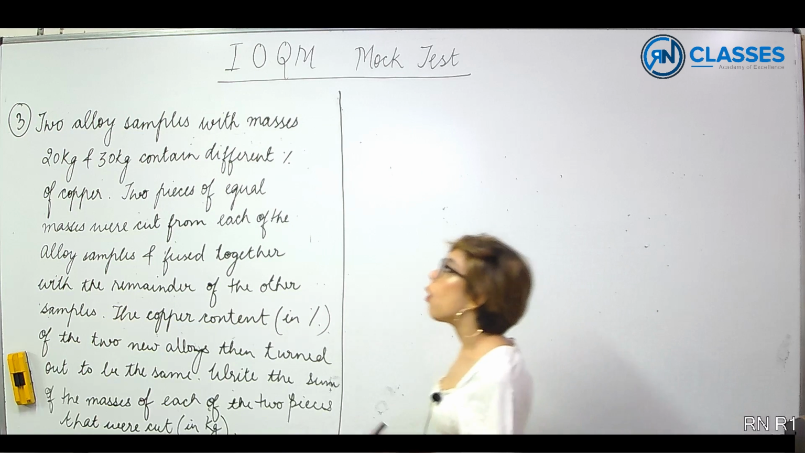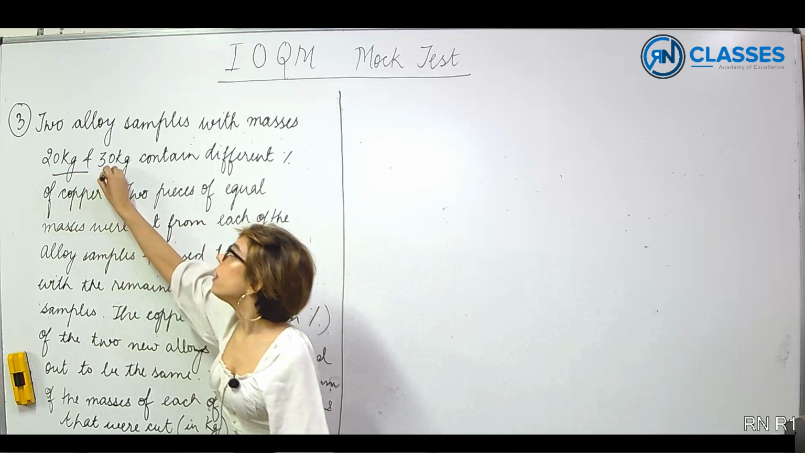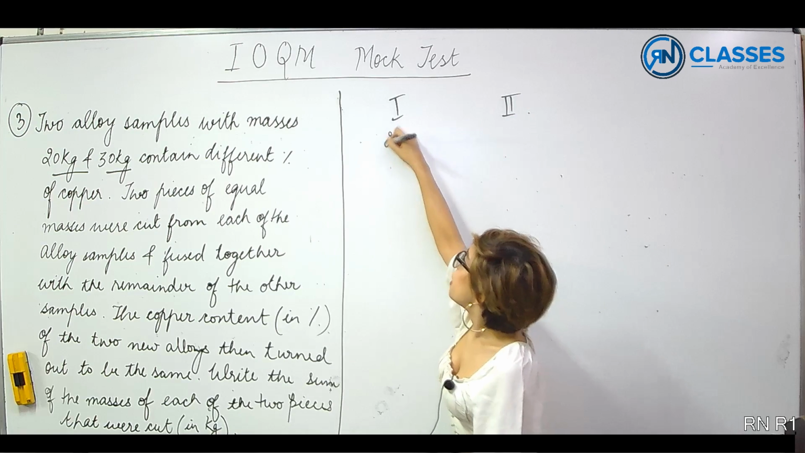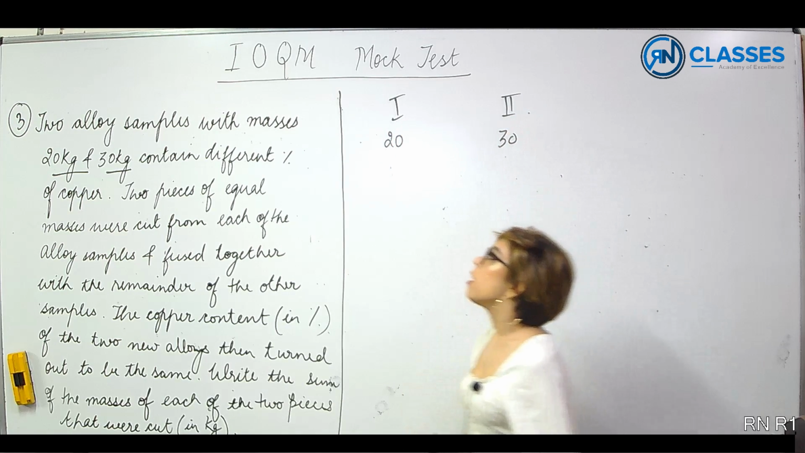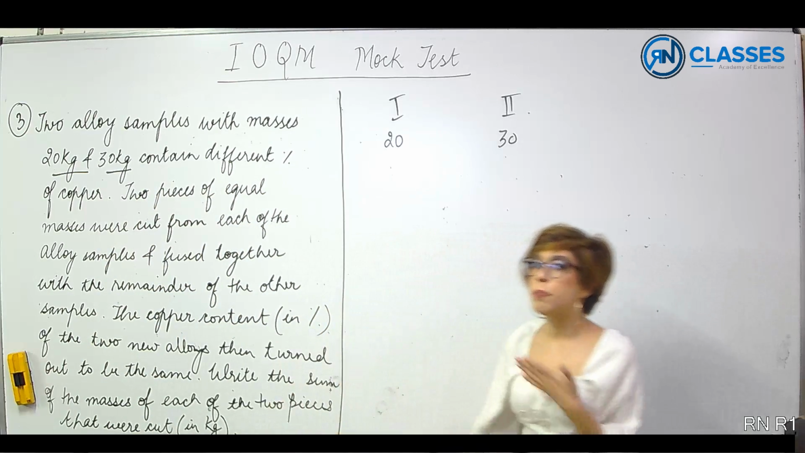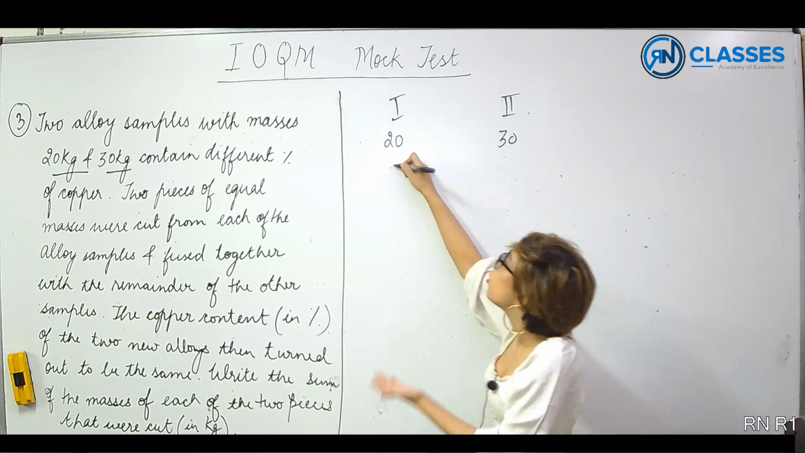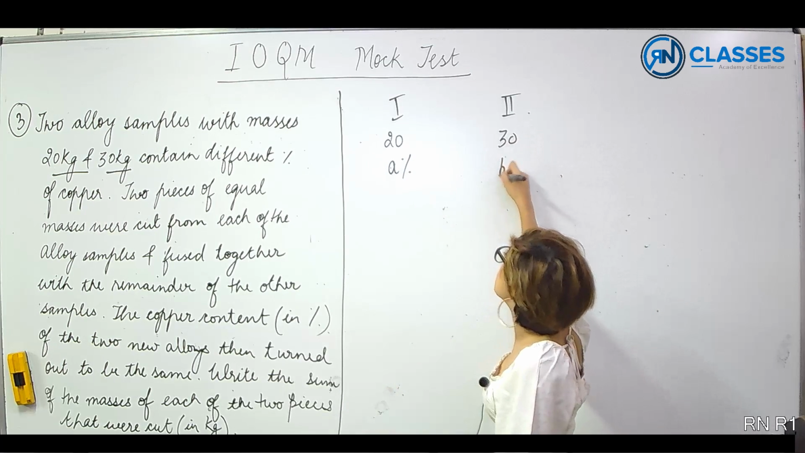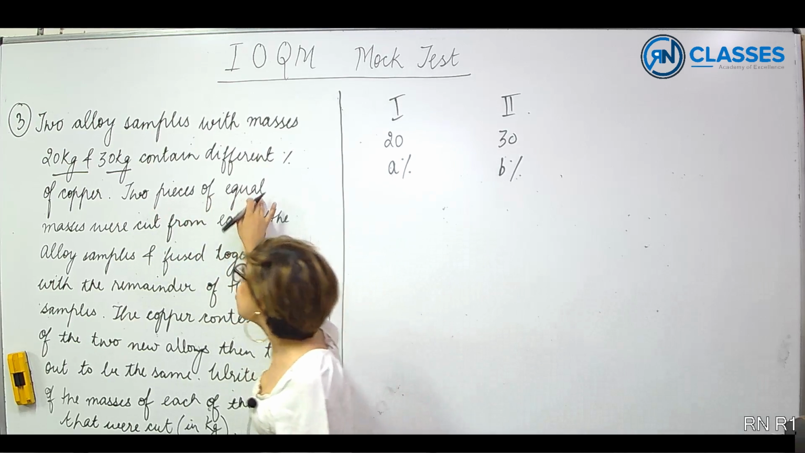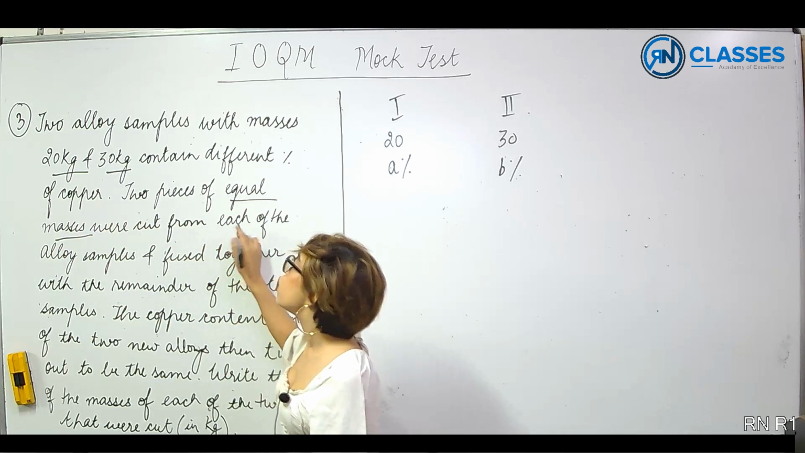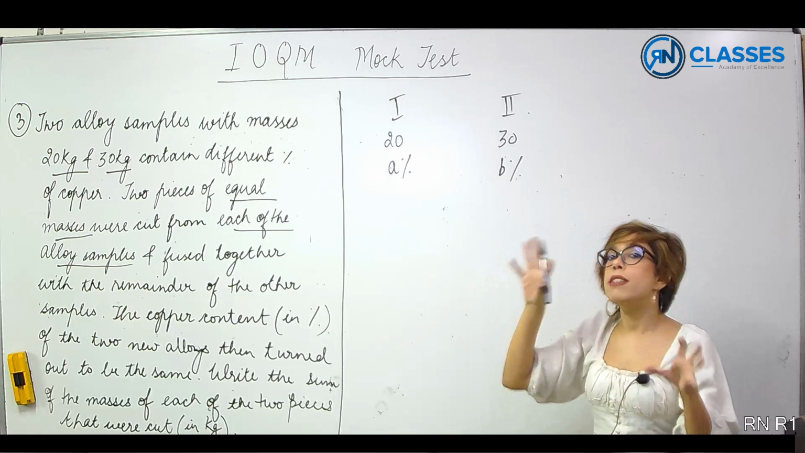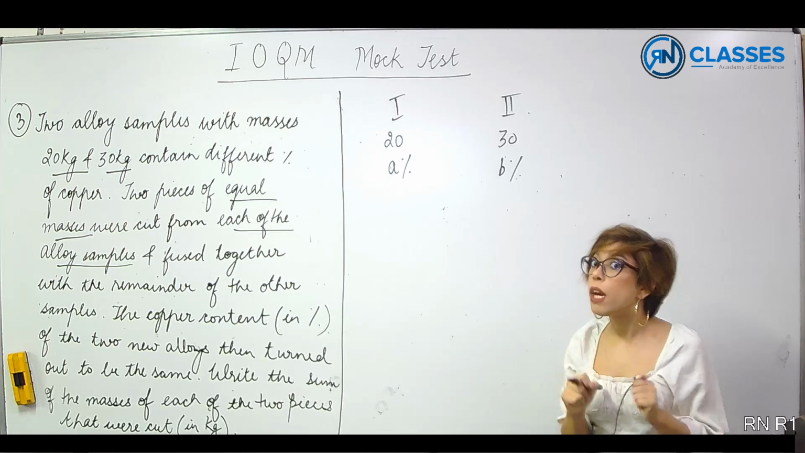Now he says two alloy samples with masses 20 kg and 70 kg. He's talking about the two alloy samples, one 20 and other is 30. Now it contains different percent of copper. Right? I do not know how much percentage each has. So let me consider here to be A% copper and here B% copper. Okay. Now he says two pieces of equal masses were cut from each of the alloy samples. That means from here and from here, equal masses pieces have been cut. But I don't know that mass.